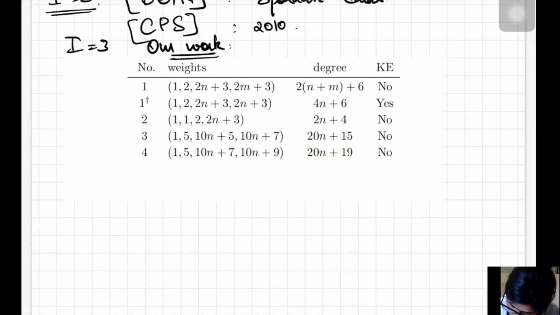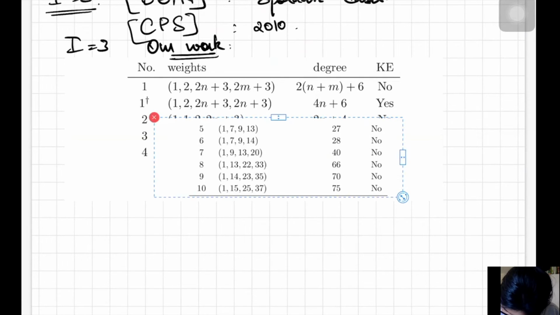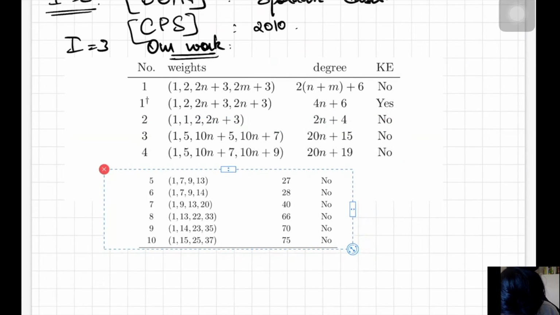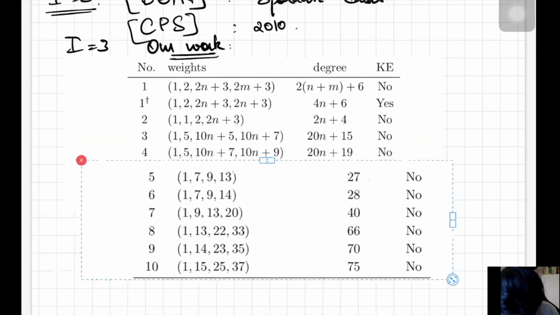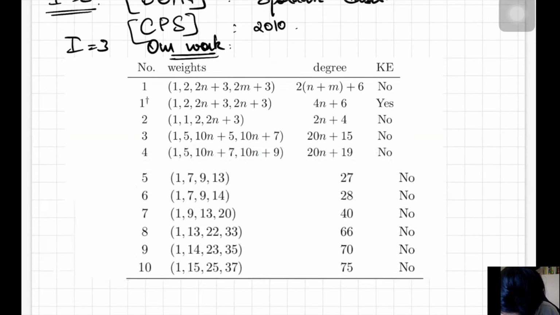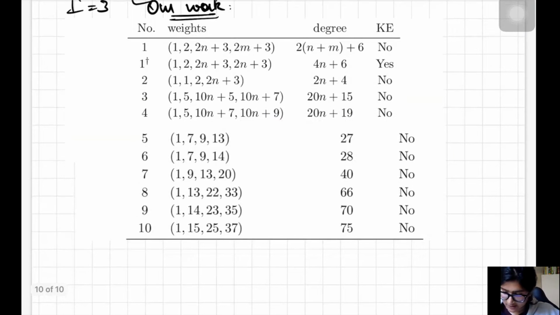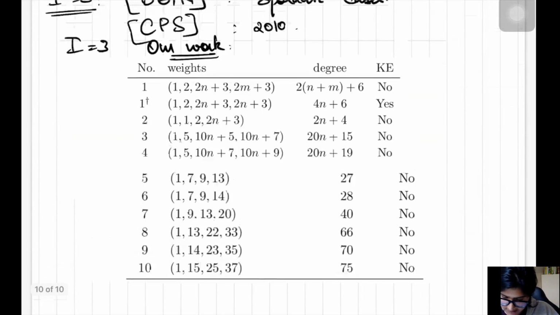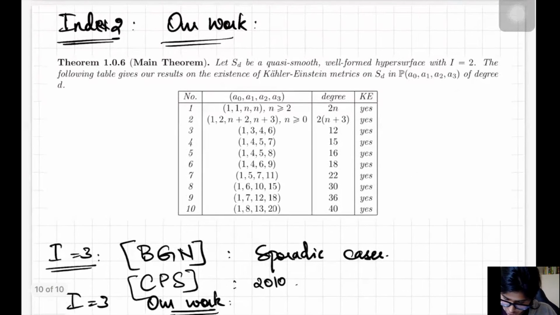But of course, this is not the end of it. There's some more. Okay, so this is what we have at the moment. And of course, for the higher indices, there's still a lot more to do. But I thought I'll give you just a picture of how these computations go. So let's take one example from index 2.